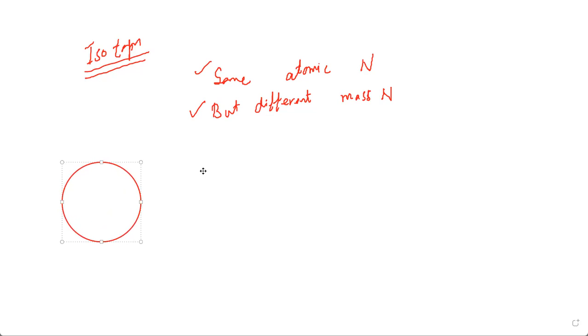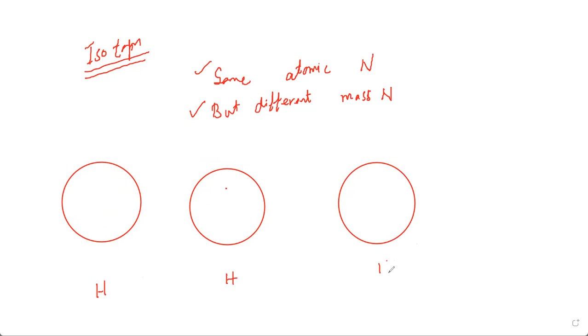This is one hydrogen atom. This is another hydrogen atom. This is another hydrogen atom. I told you, these are all hydrogen atoms: H, H, and H. See the definition of isotope: same atomic number, but different mass number. In atomic number, what do we take? Atomic number depends upon the number of protons, but the mass number depends upon protons plus neutrons. Keep this in your mind. That is the definition.